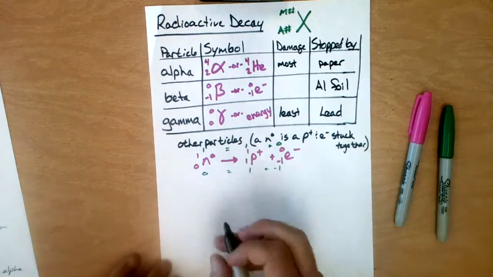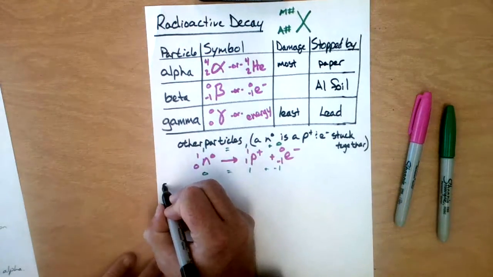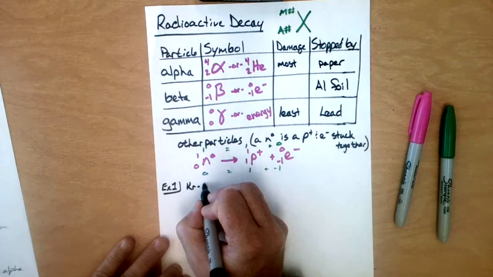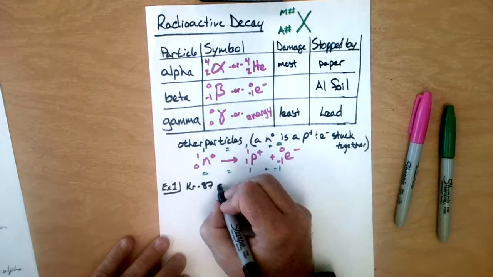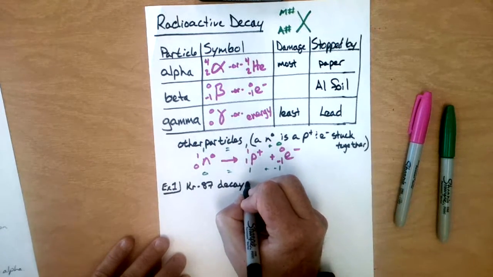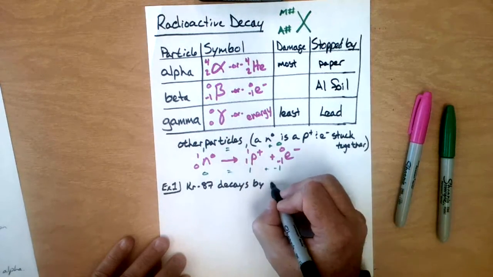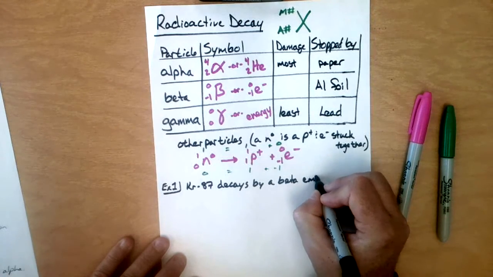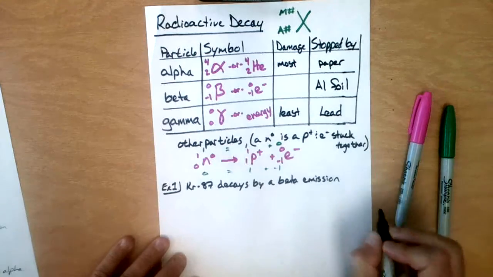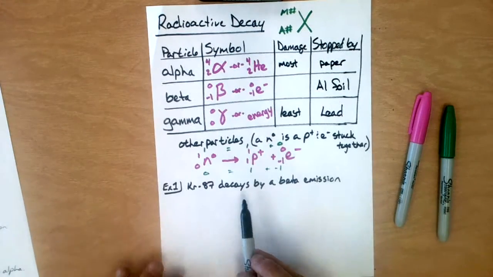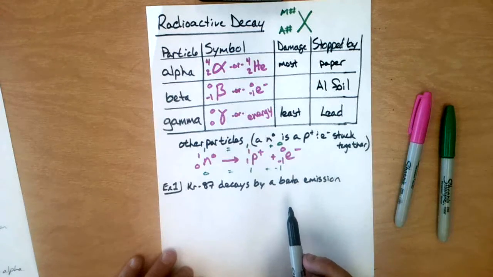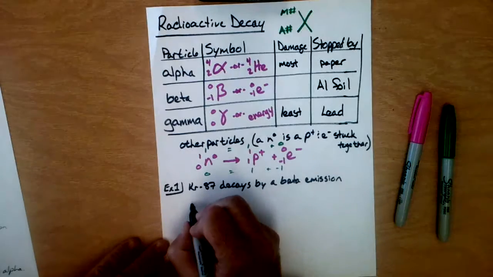We're going to use this concept right now to do some equations of decay. So for example, number 1: krypton 87 decays by a beta emission. What that means is krypton 87 breaks apart and something new is formed and a beta shoots out of the nucleus. So let's try to represent that.